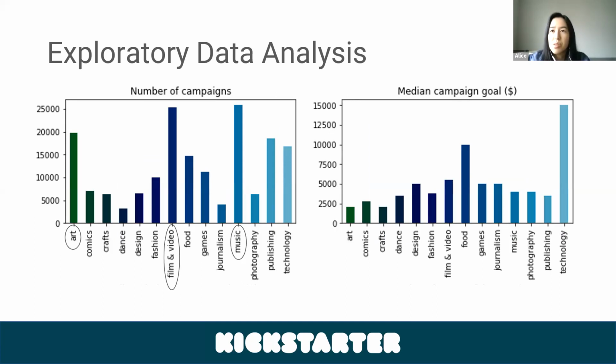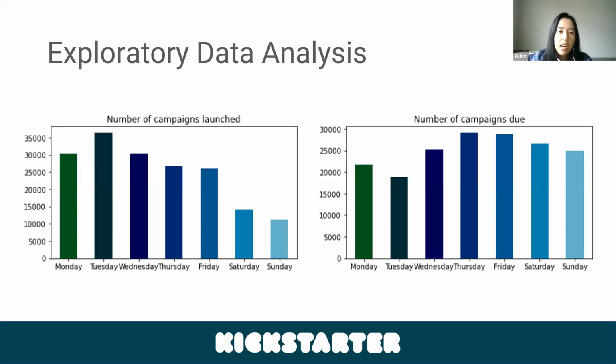popular. And in terms of campaign goal across categories, food and technology typically have higher preset goals. In terms of campaign launch dates and campaign deadline dates, we see that days earlier in the week are more popular for launch dates and days later in the week are more popular for deadline dates.